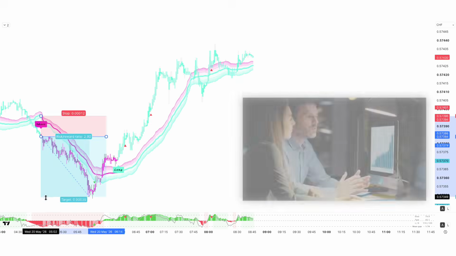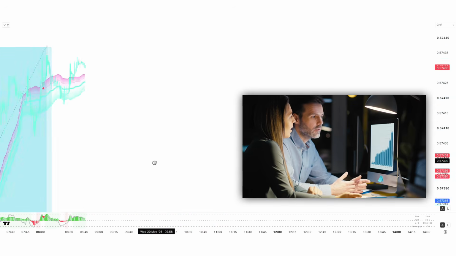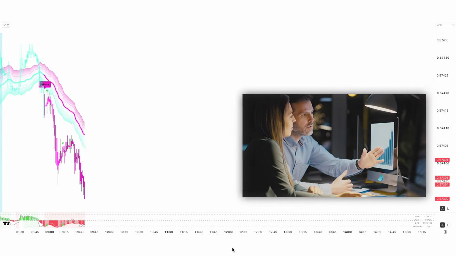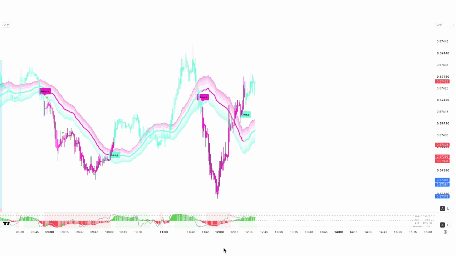So stay with me, because in a moment we'll break down the setup step by step and see exactly how it works on the chart. If you're looking for a smarter way to identify potential reversals, this is one indicator you'll want to see.